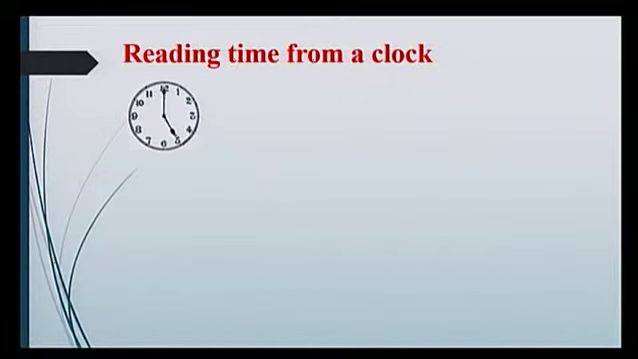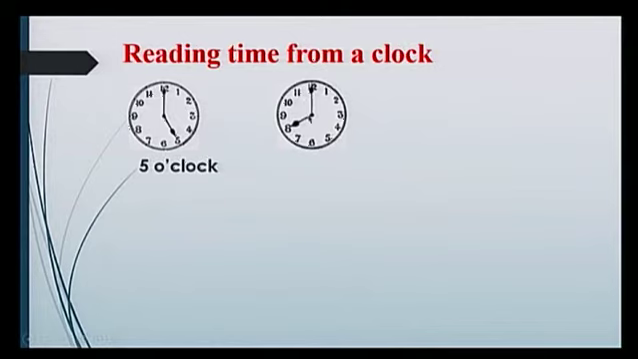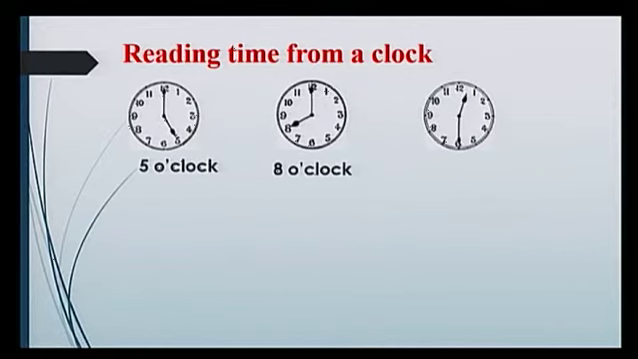For this one, we can see that the minute hand is on 12 and the hour hand is on 5. That is, the shorter hand is on 5. So this is 5 o'clock. Similarly, the minute hand is on 12 and the hour hand is on 8. So it is 8 o'clock. Now, let us look at this one. The minute hand is on 6 and the hour hand is between 12 and 1. So remember, when it is on 6, we are going to use half past. So here it is half past 12.